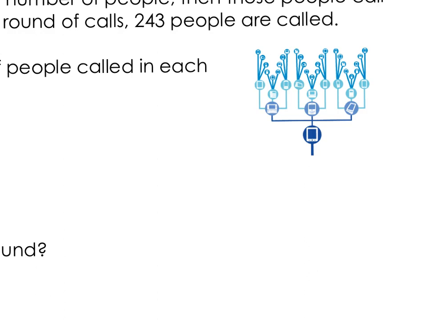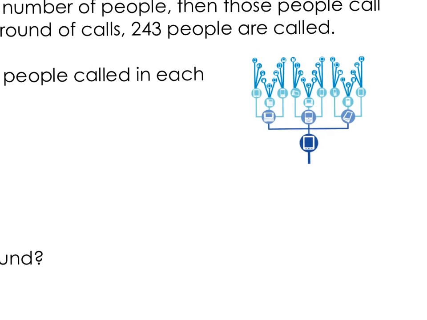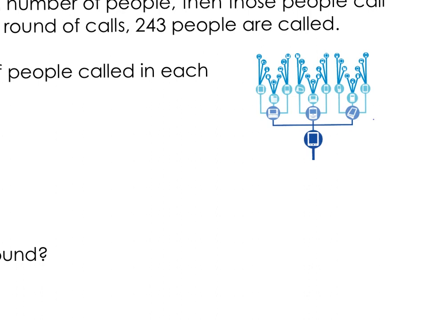So the first person here is making the call. That means the first round, how many people were called total? We have 1, 2, 3. So in the first round, 3 people were called. Notice each of those 3 people call 3 people. So in the next round, we have 1, 2, 3, 4, 5, 6, 7, 8, 9. So in the next round of calls, there are a total of 9 people that were called. Then we have these 3, and these 3, 3, and 3 again.